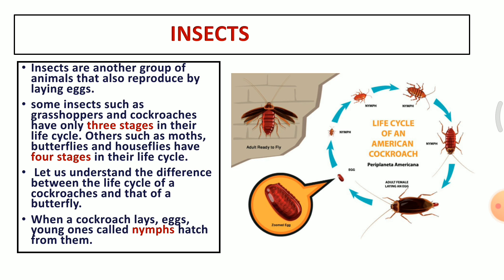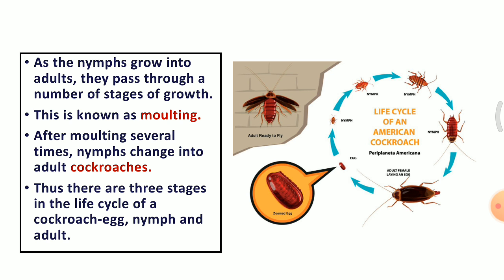Now we are going to see the difference between the life cycle of a cockroach and a butterfly. The young one of the cockroach is called nymph, N-Y-M-P-H. The young one of a hen is called chick. The young one of the frog is called tadpole, T-A-D-P-O-L-E. So what is the young one of the butterfly? As the nymph grows into an adult, it passes through a number of stages of growth.